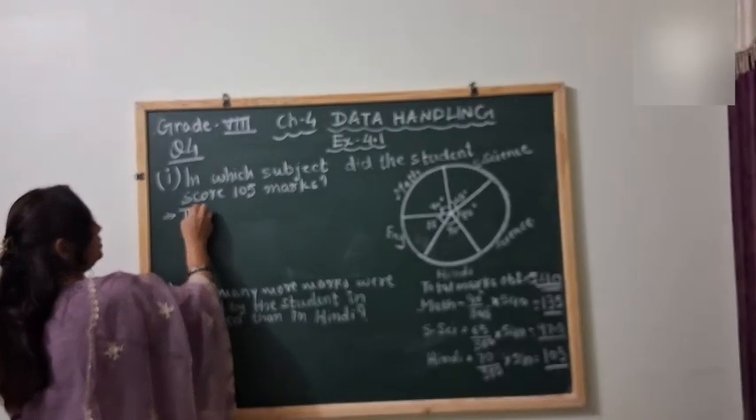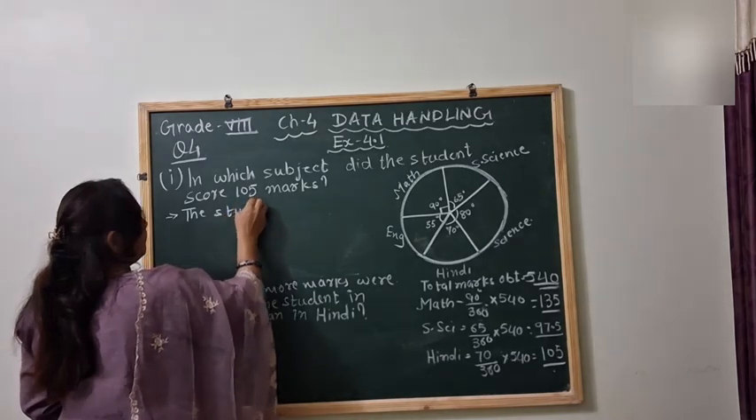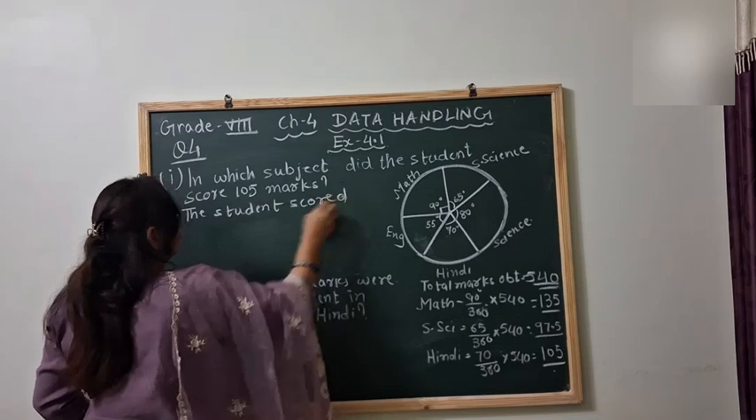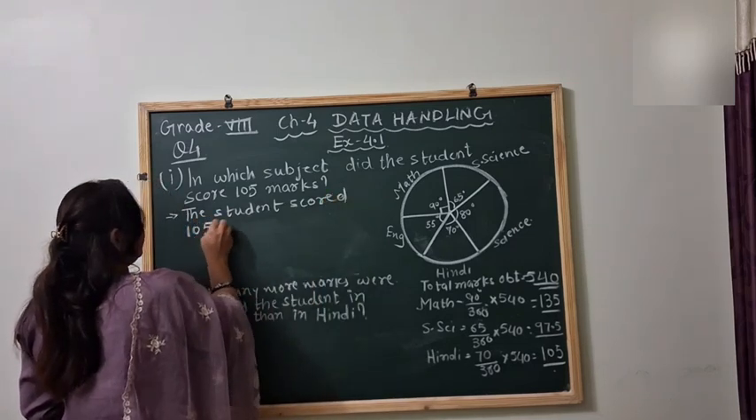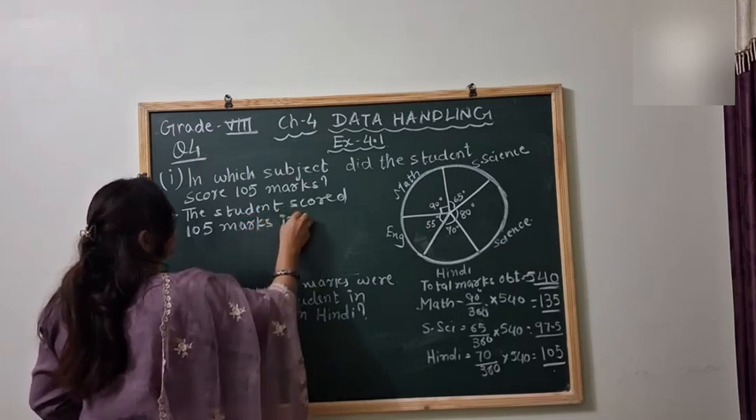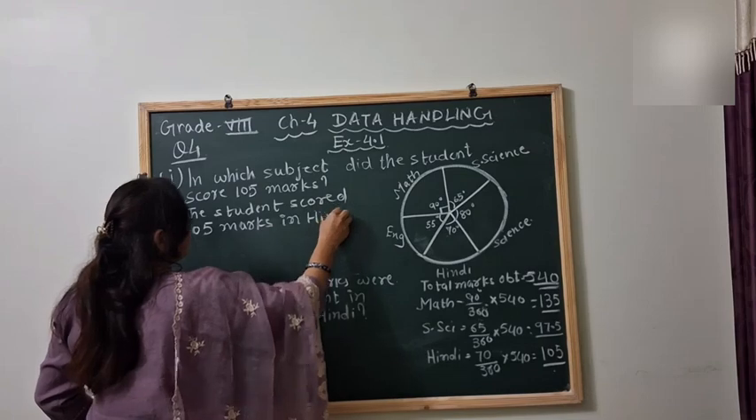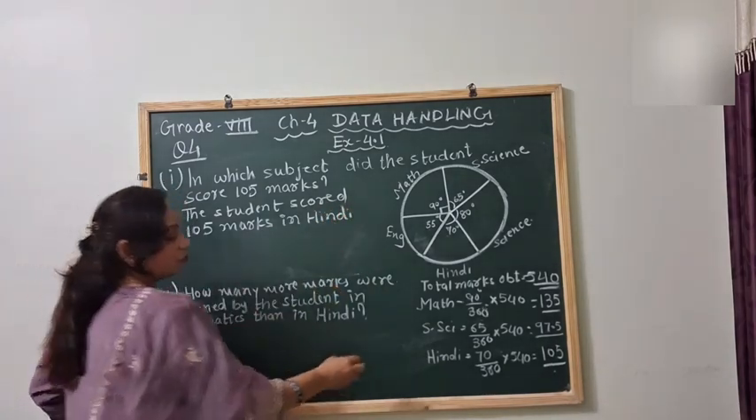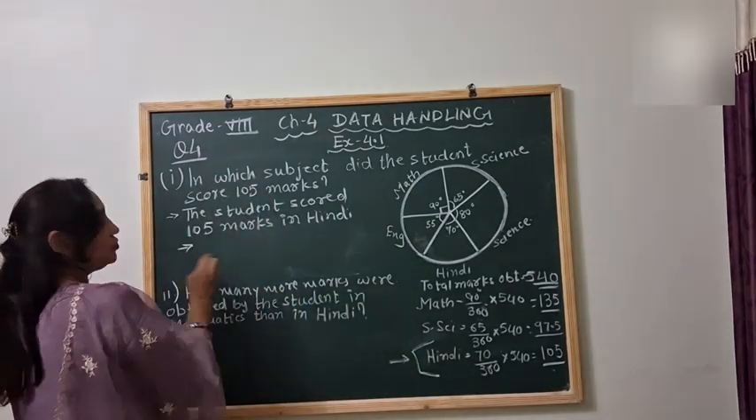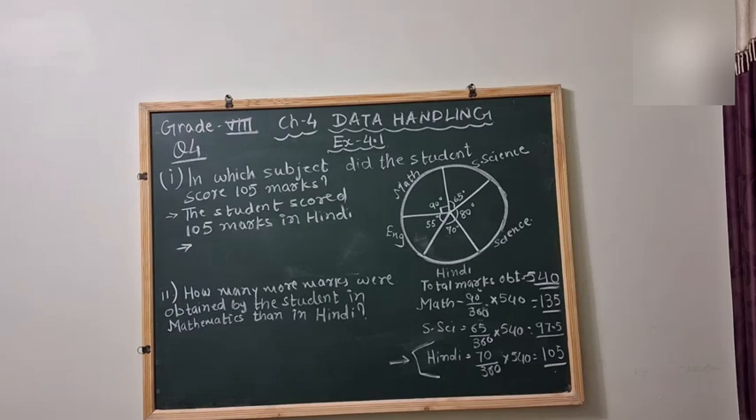The student scored 105 marks in Hindi. You can show this whole calculation of Hindi over here. Okay, so just to show that these are the marks he has scored.